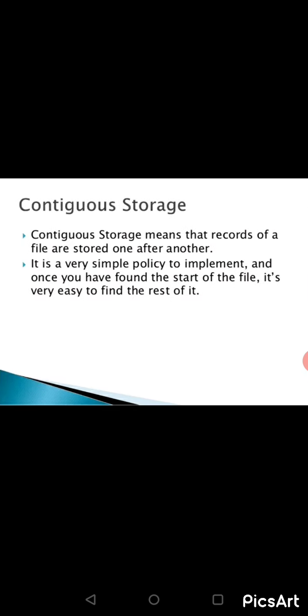First one is contiguous storage. Contiguous storage means that records of a file are stored one after another. So you have to store your records one after another, means continuously. You should not store one part somewhere and another part somewhere else. It's not allowed in contiguous. You have to store continuously. It is a very simple policy to implement, and once you have found the start of the file, it is very easy to find the rest of it, because if you start at one place, then continuously your file will be stored, no? So it is very easy to find out the files.